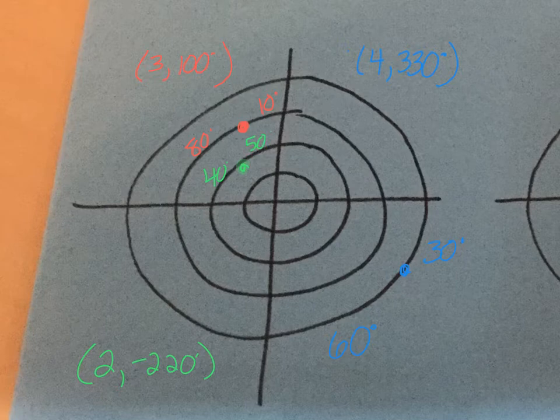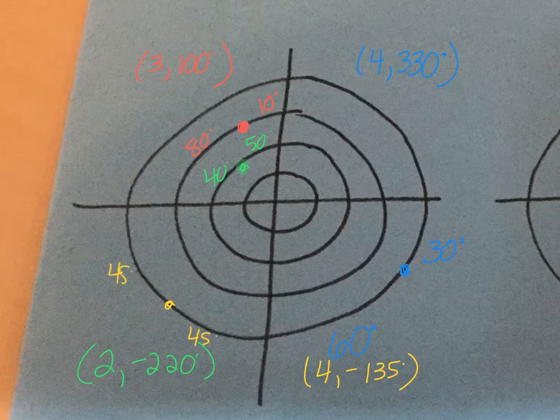The last one we're going to plot here is 4 comma negative 135. Once again, I'm going to leave here going clockwise 135 degrees, and I'm going to be on the 4th circle out because r is 4. So that's 45 away here and 45 away here.